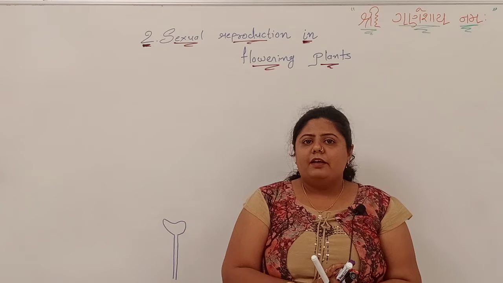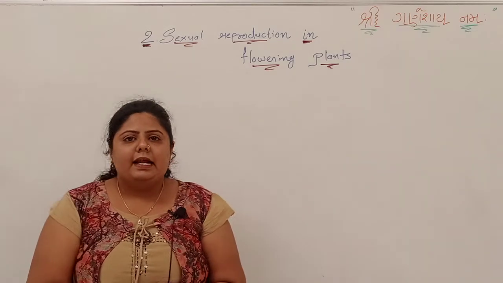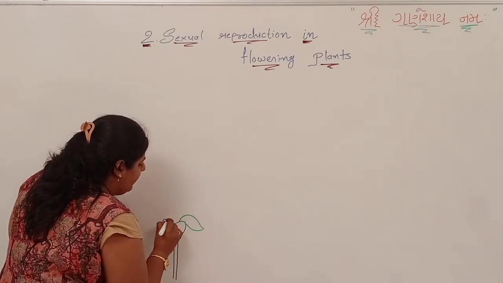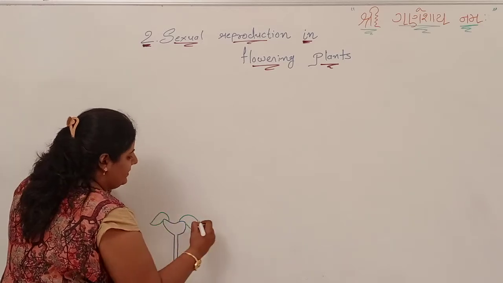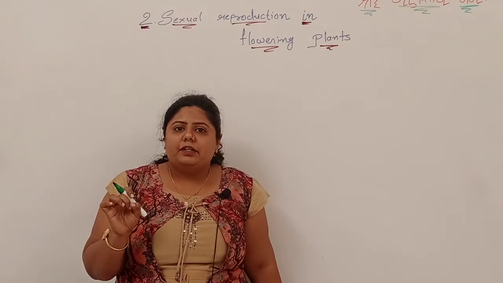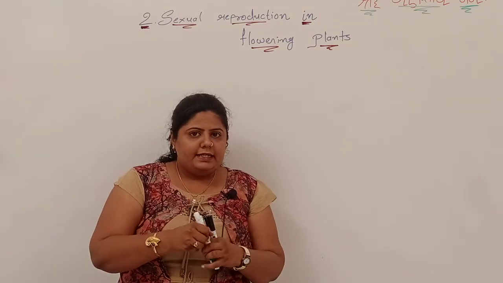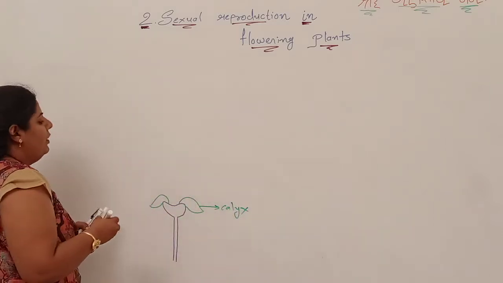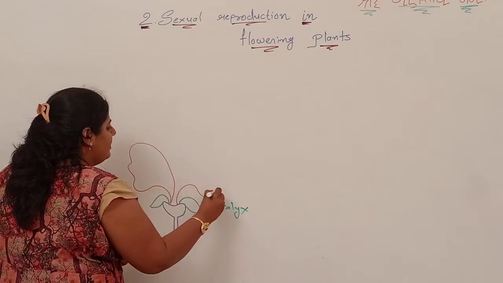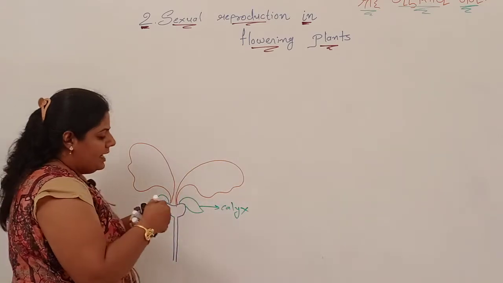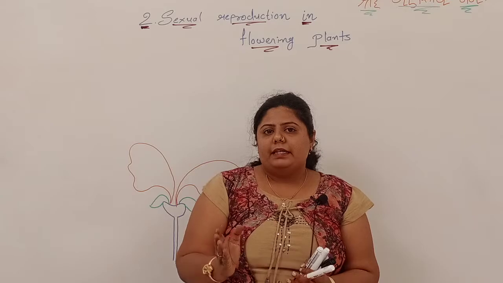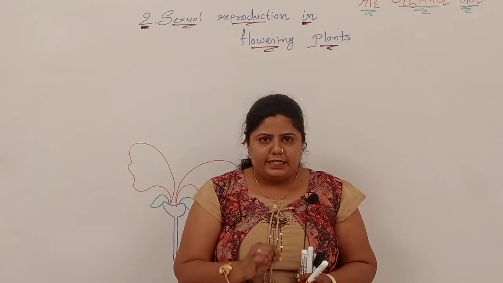So first of all, we are starting from the accessory parts, like calyx. Calyx is a leaf-like structure and the collection of calyx is called sepals. What is the function of calyx? It protects the flower during bud condition. Then the second whorl, corolla, and the collection of corolla is called petals. Petals are bright in color and sometimes contain fragrance also. Why? To attract insects for pollination.